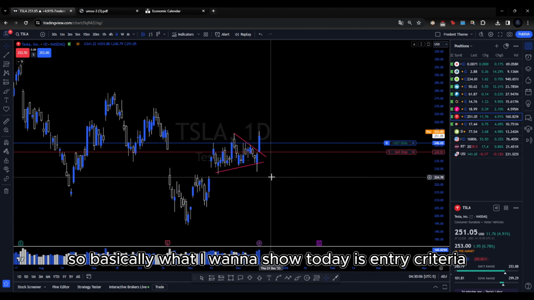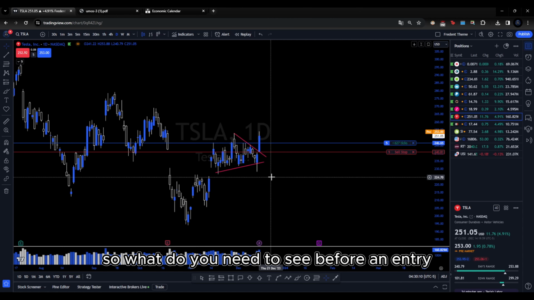So basically what I want to show today is entry criteria. So what do you need to see before an entry? I'm going to show you the setup. What should the setup actually look like? I'm going to take you through multiple examples from my own list that I have positions in, and I'm going to talk through what I saw on them, why I think they would break out, and so on.